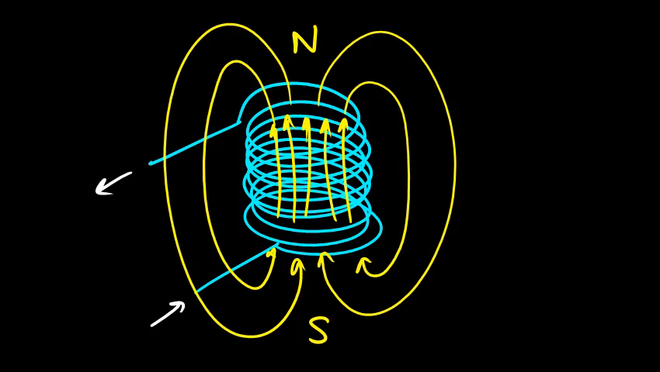And it turns out that it really won't be all that strong if you just make loops of wire. Now it depends on how many loops there are and how much current there is. If you put a lot of wire there and really turn up the voltage, you're going to get a strong magnet. But there's something you can do to make the magnet really, really strong. And that is put a piece of iron inside the loop.